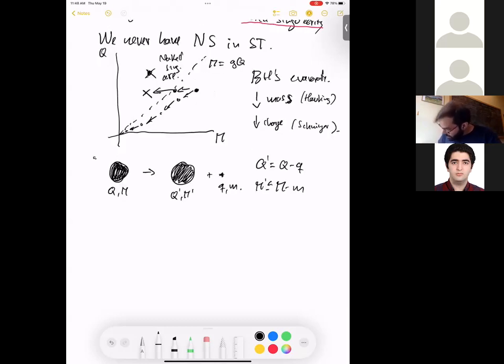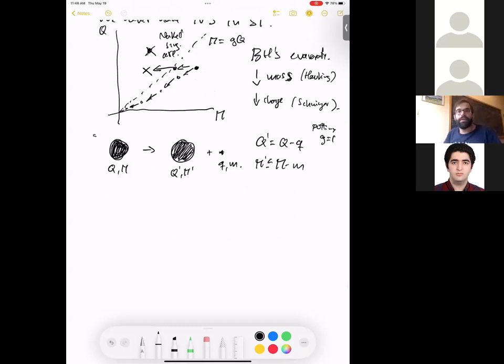By the way, here I'm setting G equals 1 momentarily so I don't have to keep on writing G all the time, and I will restore it later. You can carry G if you like.